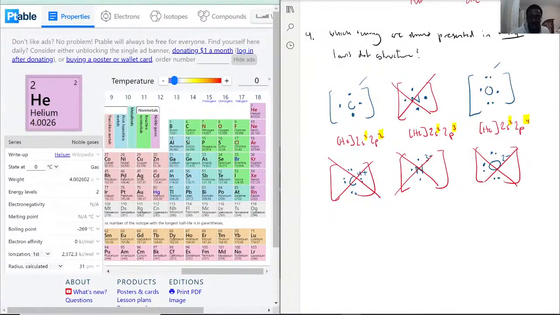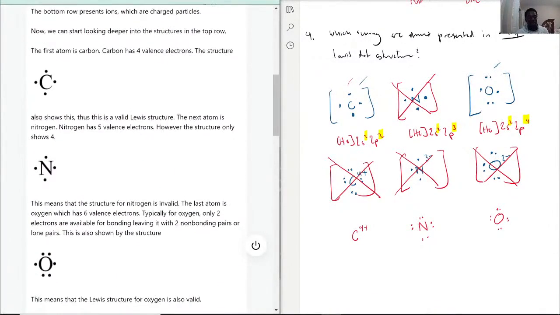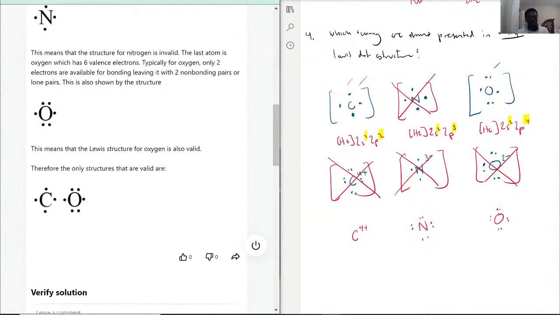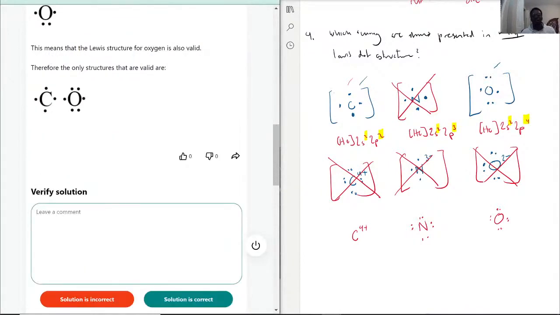Let me go through these and write the correct ones. If it was really C4 plus, it would have no valence electrons because it just got rid of all 4. If this was N3 minus, it would be like this, where N is completely filled and perfectly fine with that. And for oxygen, we have this as well, because it's going to be completely filled with 2 more electrons. So based on this, carbon is good, nitrogen is not, oxygen is good, and the ion forms of carbon, nitrogen, and oxygen are not good. So the carbon and oxygen atoms are the only ones that truly followed the valid Lewis dot structure.